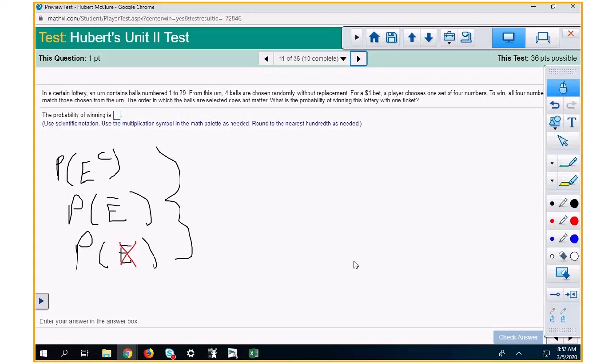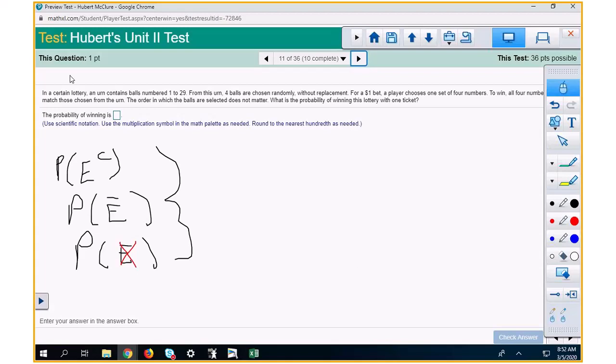In a certain lottery, an urn contains balls numbered 1 through 29. From this urn, 4 balls are chosen without replacement. For a $1 bet, there's the key right there, $1 bet. That means you got to put a 1 in the numerator. 4 numbers to win, all 4 numbers.